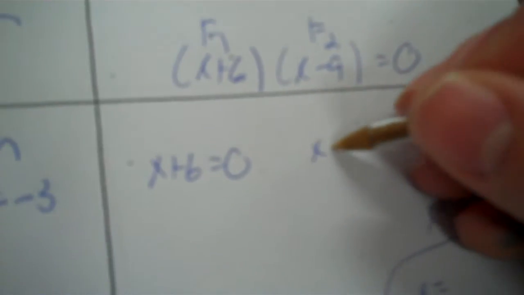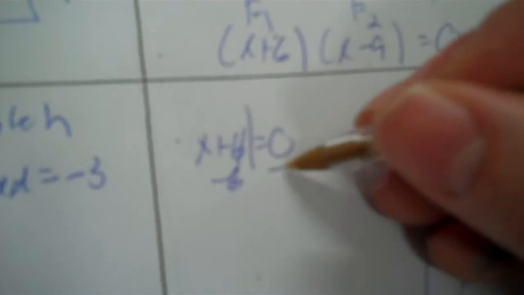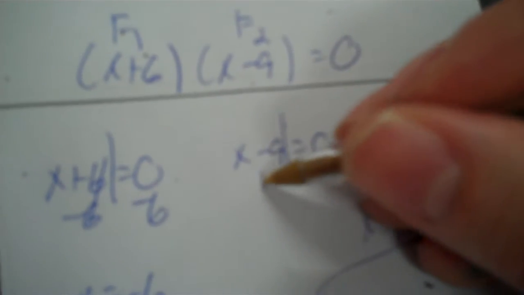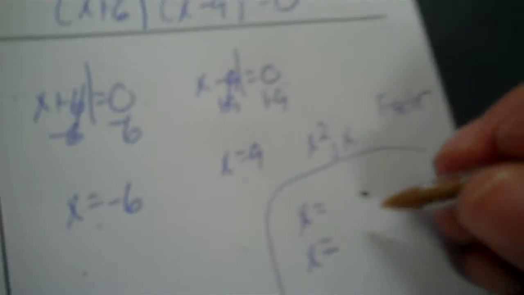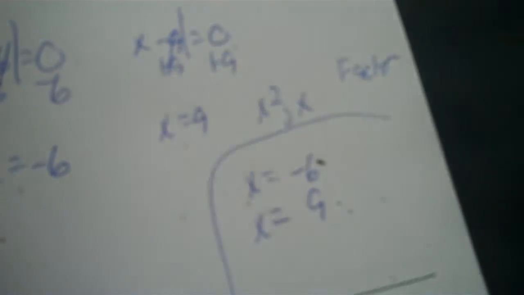And now we have f1 and f2. So x plus 6 could equal 0, or x minus 9 could equal 0. So we subtract our 6. 0 minus 6 is negative 6. Then we add our 9. 0 plus 9 is 9. So negative 6 and 9 are the two answers.